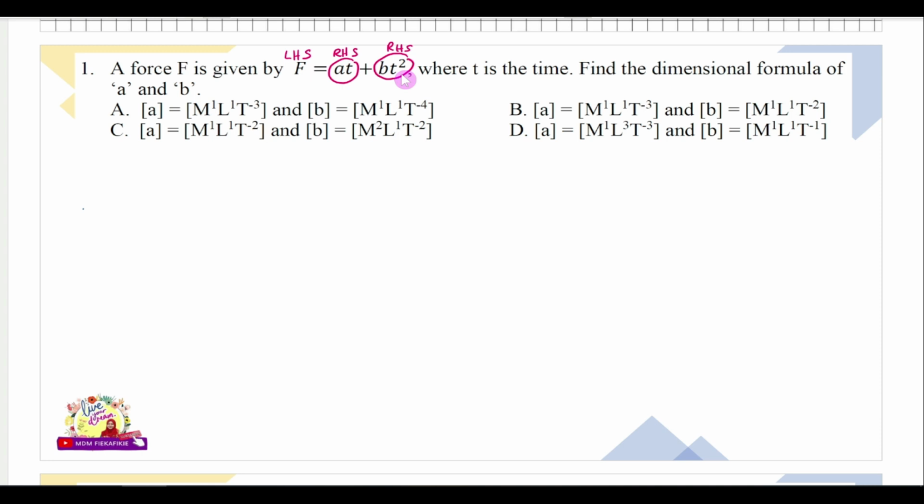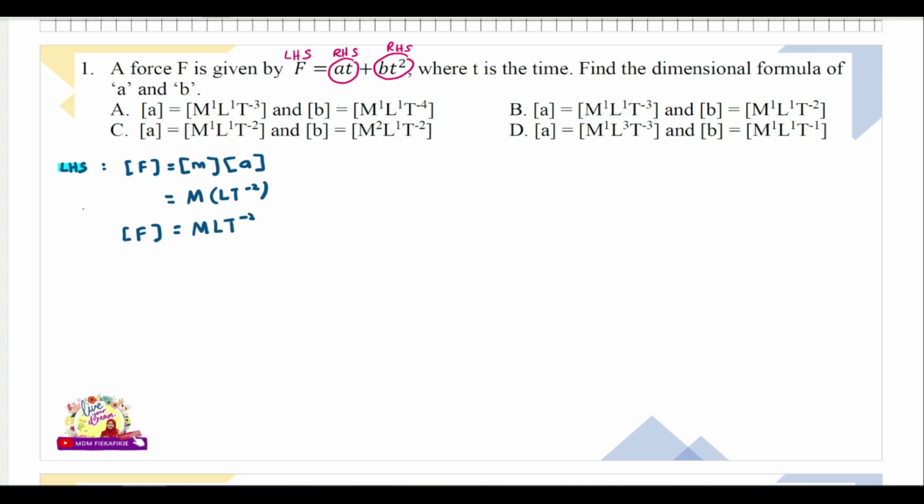Okay, so let's try to write for the left hand side first. Okay, so this is left hand side. And dimension of F, so kita tahu formula F equal to MA, general equation dia kan. So, dimension of F is equal to dimension M times dimension of acceleration. Dimension untuk mass adalah capital M, and dimension untuk acceleration adalah LT negative 2. Therefore, dimension of F, kita boleh tulis sebagai MLT negative 2.